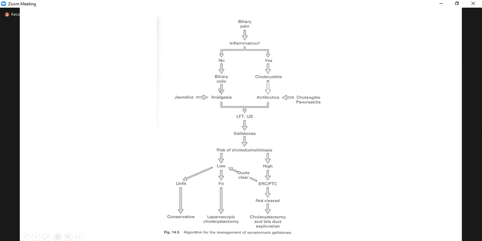Biliary colic, straightforward biliary colic: you give analgesics and you do your liver functions, ultrasound scan, and you confirm the presence of gallstones, right? And then you move on to the risk of choledocholithiasis, which is low. Ultrasound will say no duct dilatation, gallstones in the gallbladder. That means the gallstones are only in the gallbladder, nowhere else in the ducts. So the risk of choledocholithiasis is low.